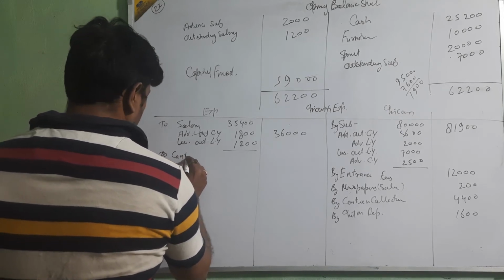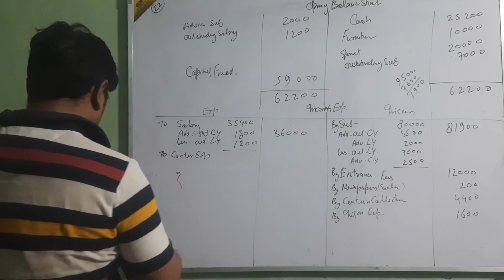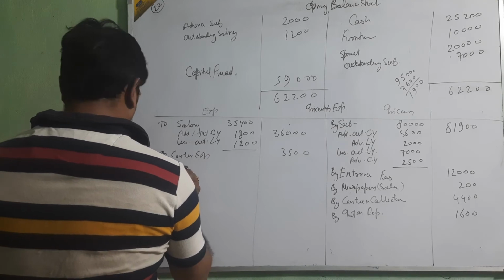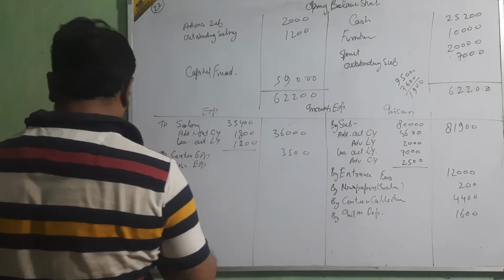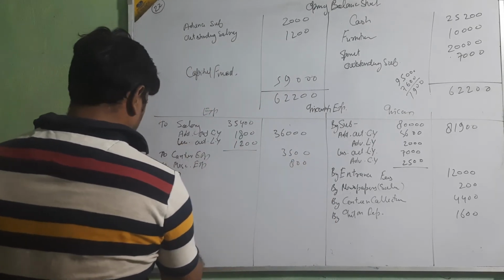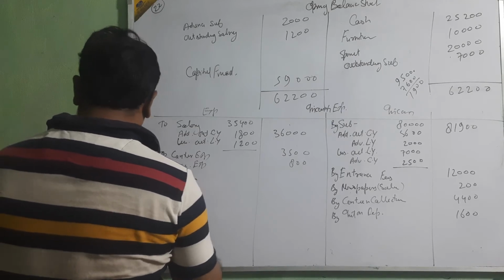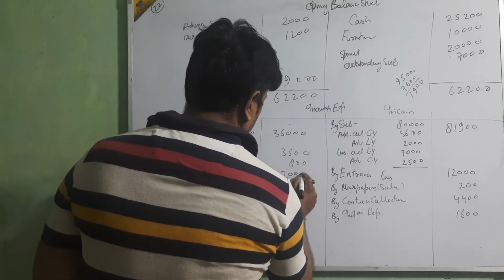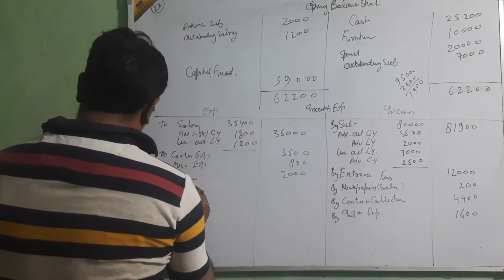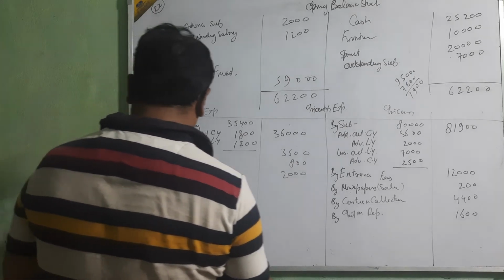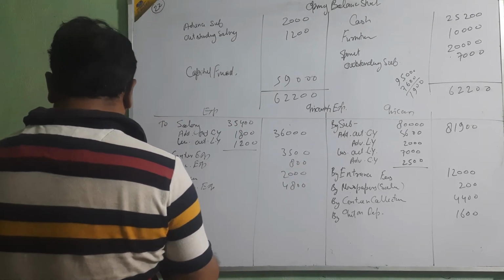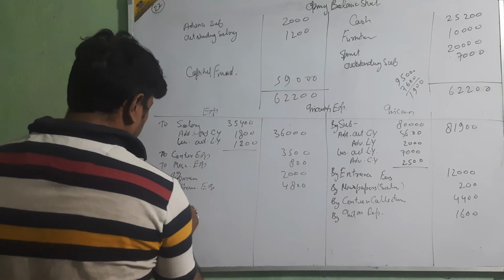To canteen expense, no adjustment, 3,500. To miscellaneous expense 800. To insurance 2,000. To telephone expense 4,800. Then furniture purchase, investment purchase we are not going to take, but depreciation.